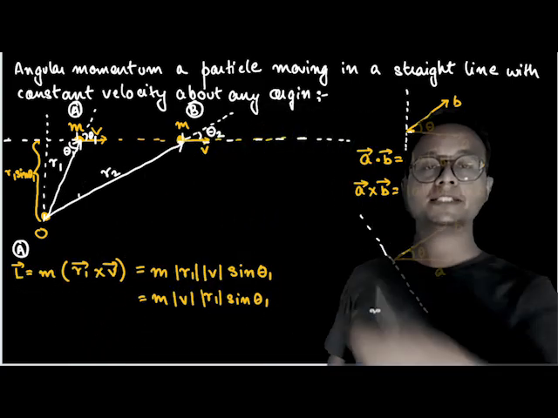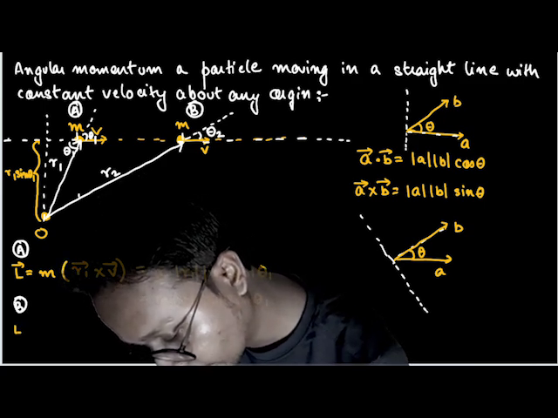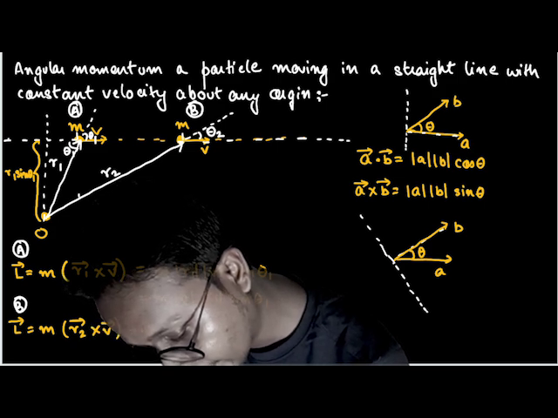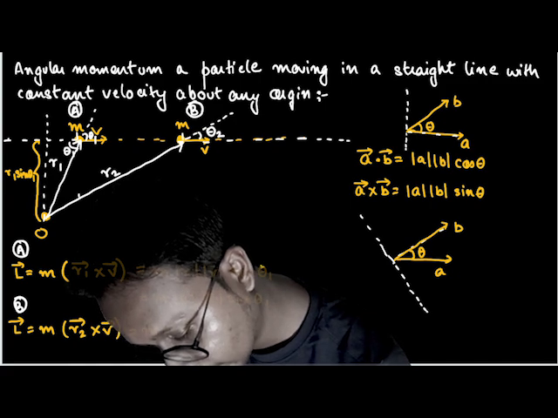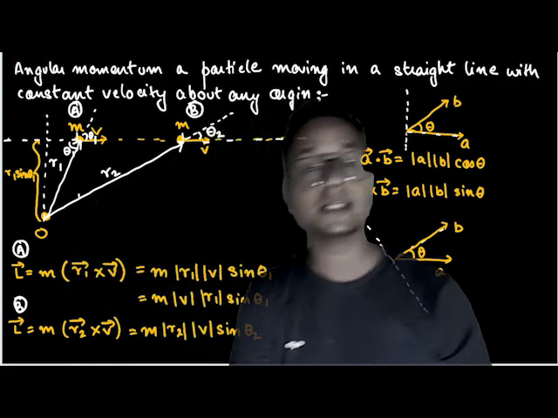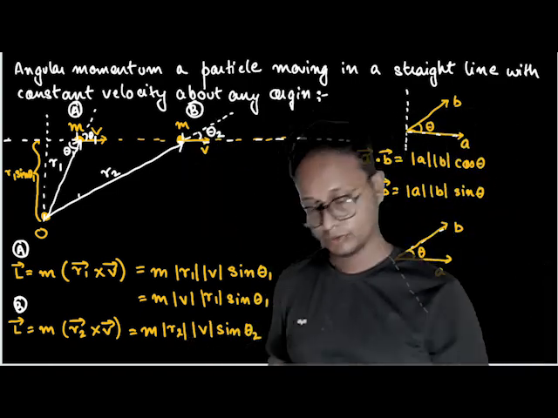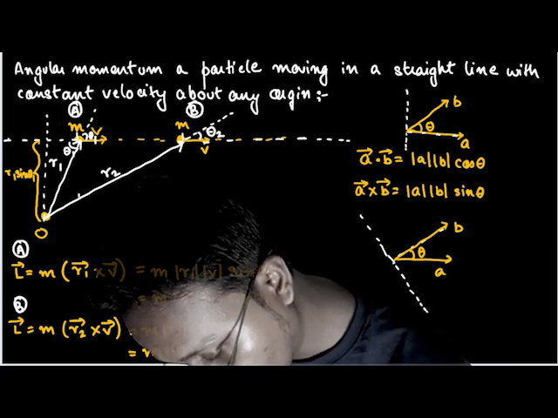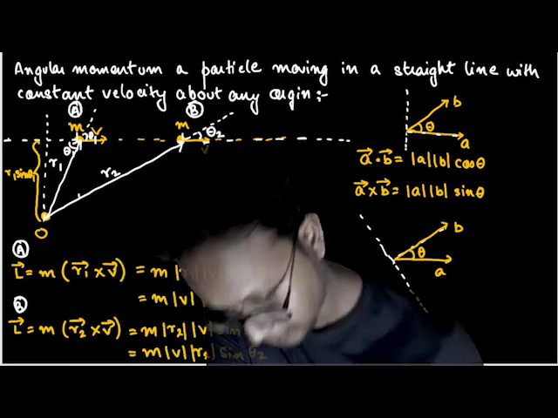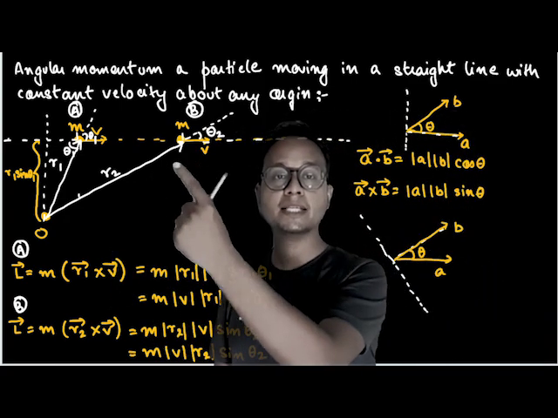Now let's take this position b. At position b, what is the angular momentum of the particle about the origin? It is nothing but m into r2 cross v, or m into r2 vector into v vector into sine theta 2, where theta 2 is the angle between r2 and v. If I rearrange the terms, it will be nothing but m into v into r2 sine theta 2.